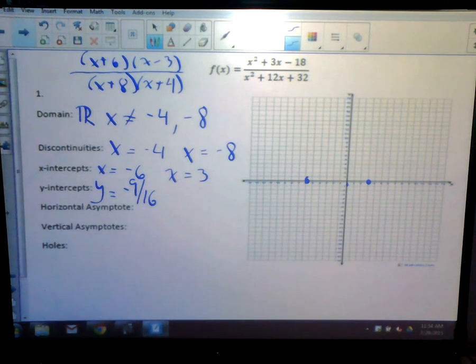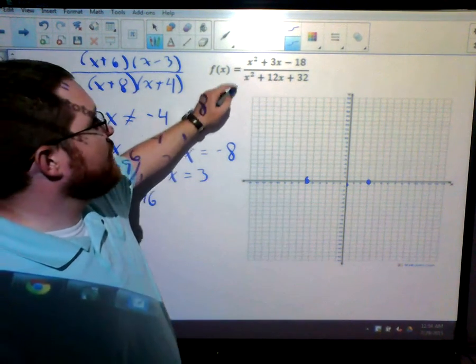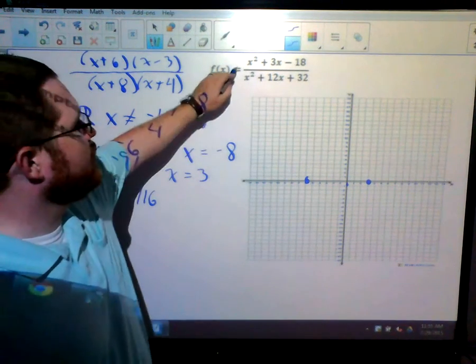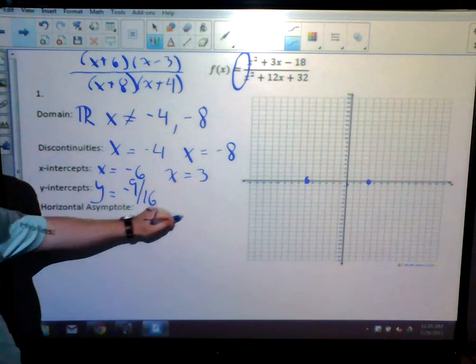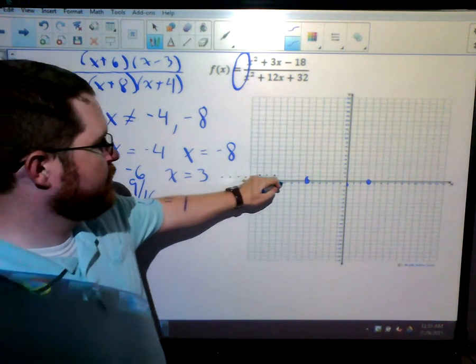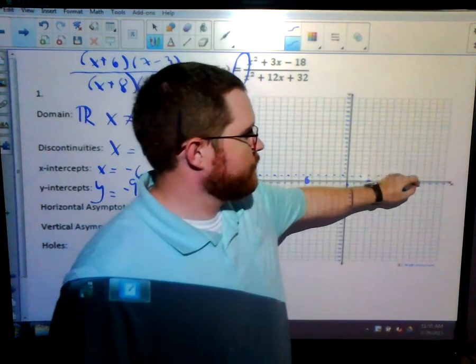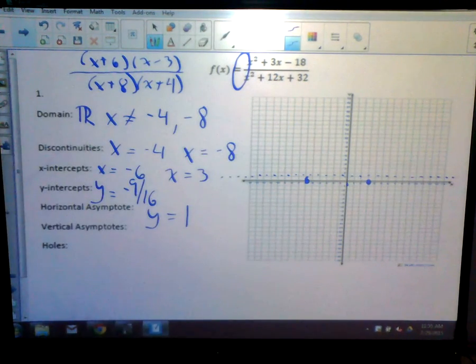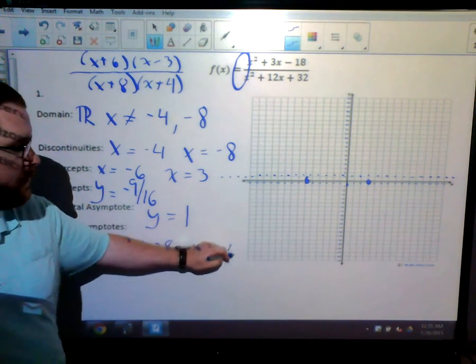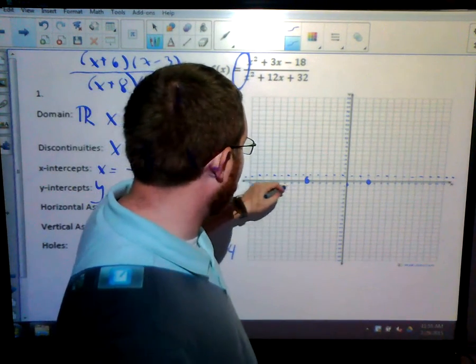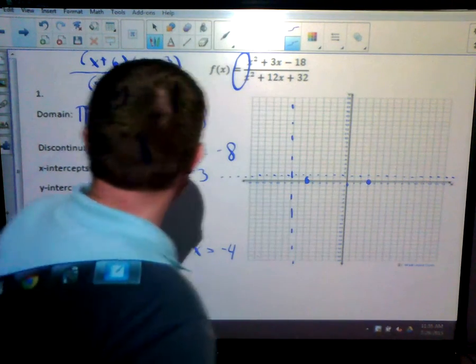Horizontal asymptotes. Okay. Same over same. x squared over x squared. So I look at the numbers in front. What numbers are in front? 1 and 1. 1 divided by 1 is 1. So I'm going to put in a horizontal asymptote here. Okay? Where are the vertical asymptotes? Well, the vertical asymptotes are what makes the bottom 0, but not the top. -8 makes the bottom 0, and -4 makes the bottom 0, but not the top. So at -8 and at -4.